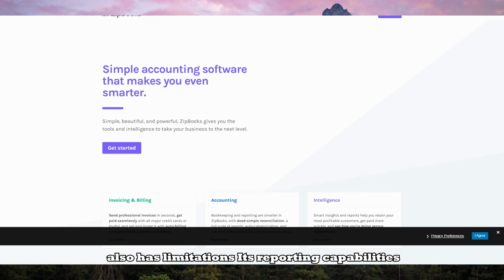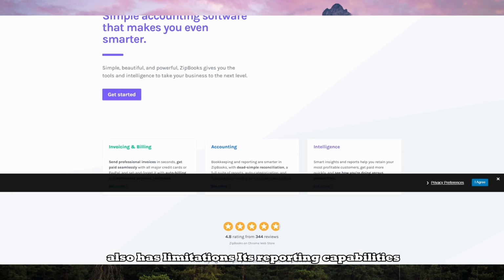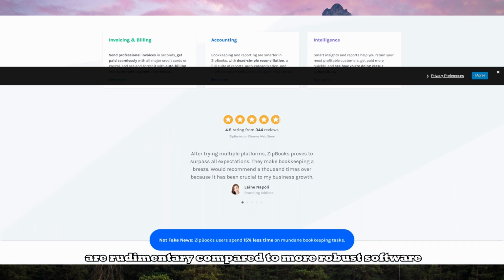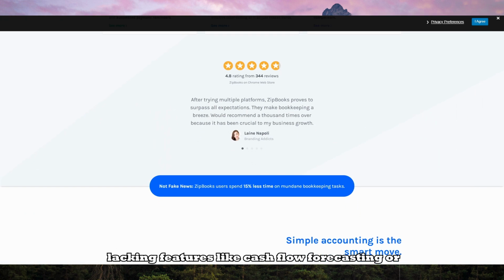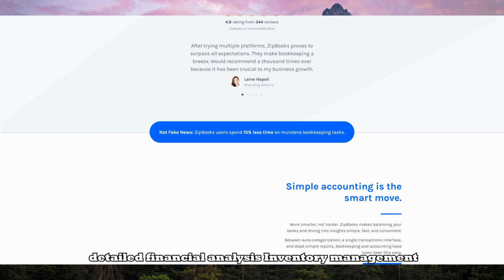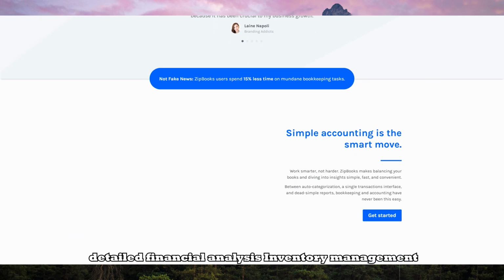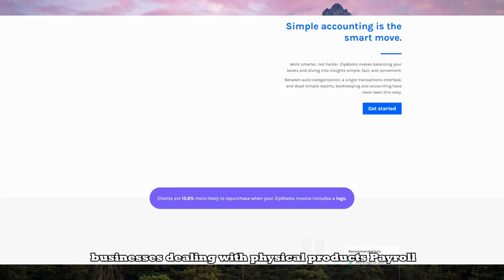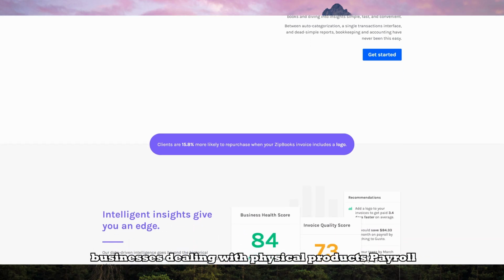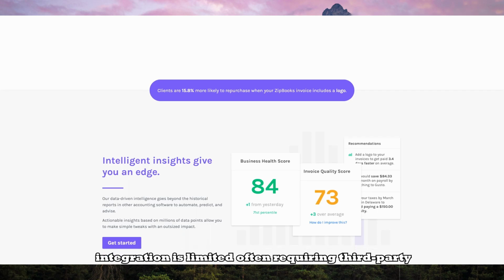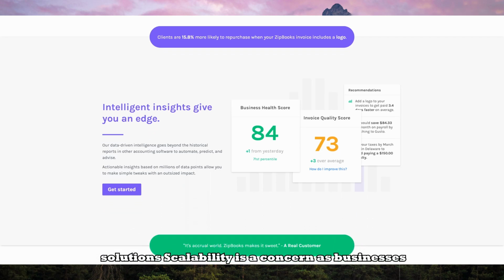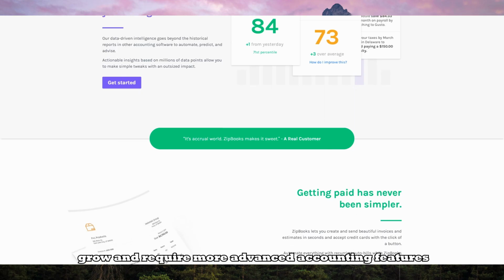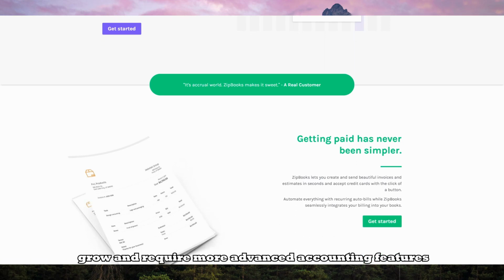However, ZipBooks also has limitations. Its reporting capabilities are rudimentary compared to more robust software, lacking features like cash flow forecasting or detailed financial analysis. Inventory management is not available, rendering it unsuitable for businesses dealing with physical products. Payroll integration is limited, often requiring third-party solutions. Scalability is a concern as businesses grow and require more advanced accounting features.